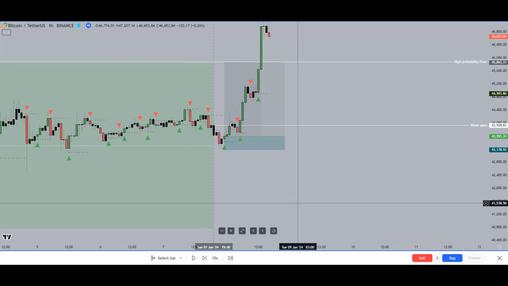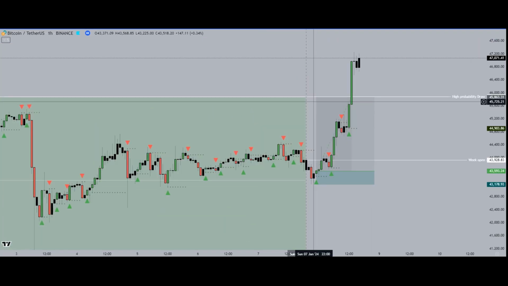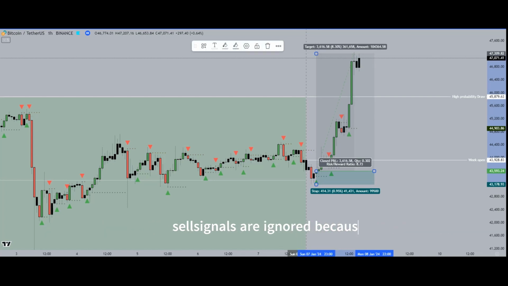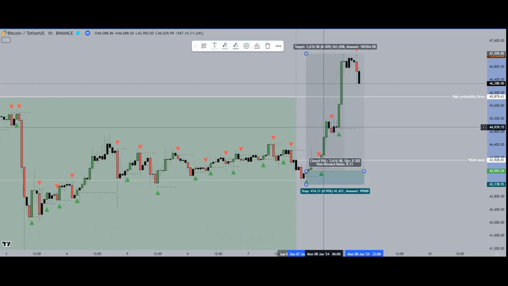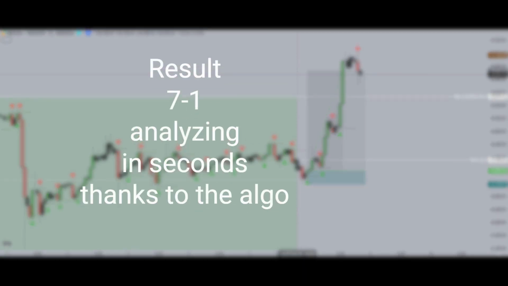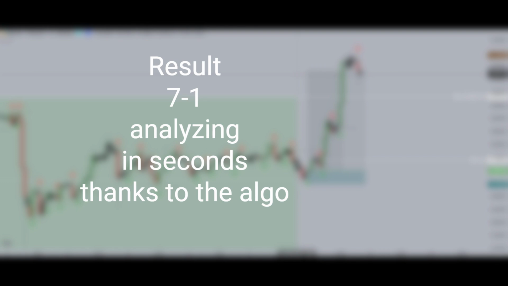As you can see, price delivers. It gives some sell signals that we are just going to ignore. You can use the low of the candle when the signal triggers, but it is more probable that price might sweep that. The close will be when we get the sell signal and we have met our objective. 7 to 1, not bad.